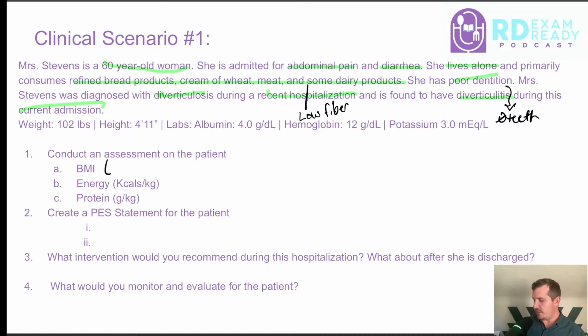BMI, I know, is going to be expressed in kilograms per meter squared. Okay. So the first thing I will do is convert this patient's weight to kilograms. I know that there are 2.2 pounds for every 1 kilogram. Okay, yes, exactly. So if I want to convert this to kilograms, I'm going to have to divide that by 2.2. When I do so, I end up with 46.4 kilograms.